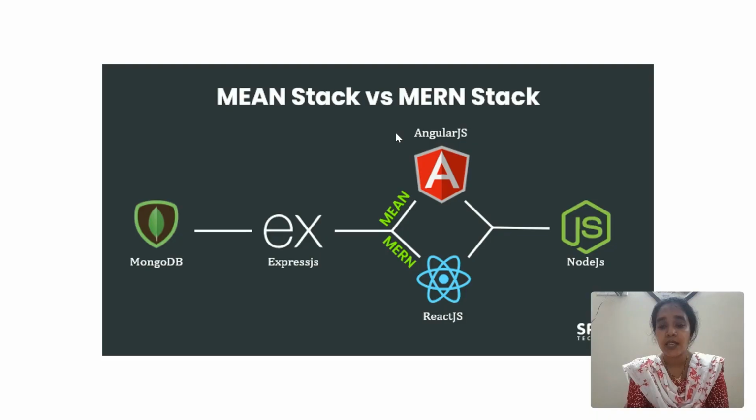AngularJS and React.js come under front-end frameworks. AngularJS is used for single-page applications. For React.js, we create dynamic web applications by using hooks concepts. Node.js is a runtime environment. In full stack development too, we mainly focus on MERN stack. M means MongoDB, E means Express.js, R means React.js, and N means Node.js.